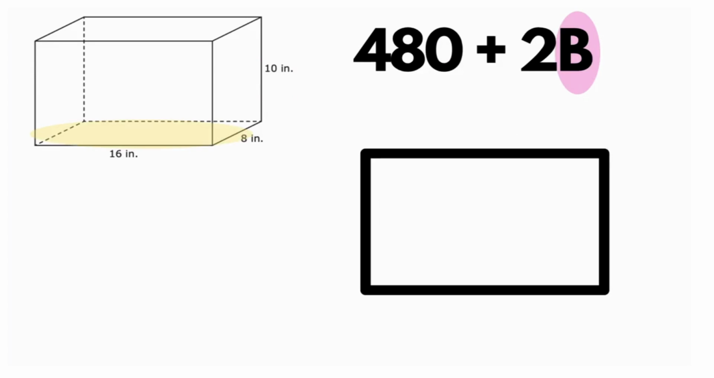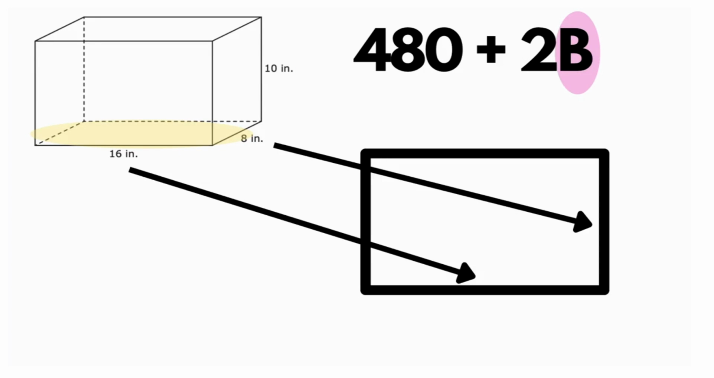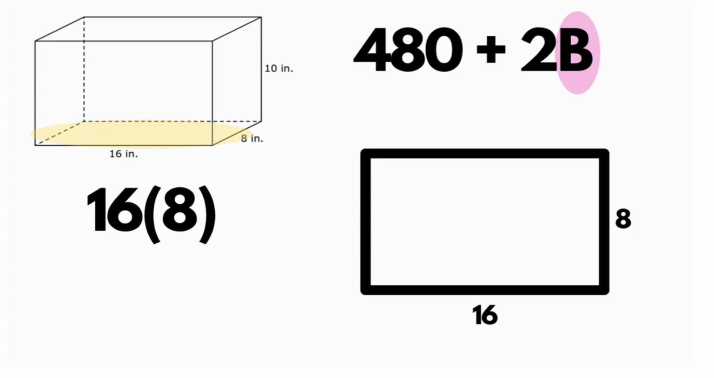So let's go back to the base. Now we're going to find capital B, which is the area of the base. To find area, we're going to do the same thing. We're going to label the sides, but instead of adding them up for perimeter, we're going to multiply them. So 16 times 8, because the formula for area of a rectangle is base times height, or length times width, however you like to say that. 16 times 8 is 128.